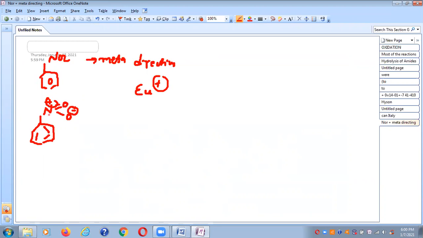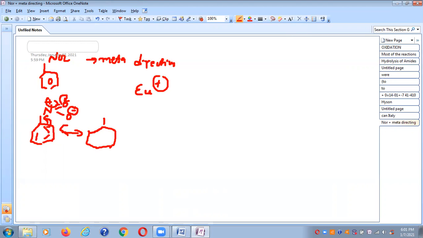So this NO2 group is an electron withdrawing group. Then what happens? That bond will be shifted or displaced toward the nitro group, so thereby we get a double bond like this. At the same time, this double bond shifts onto oxygen.